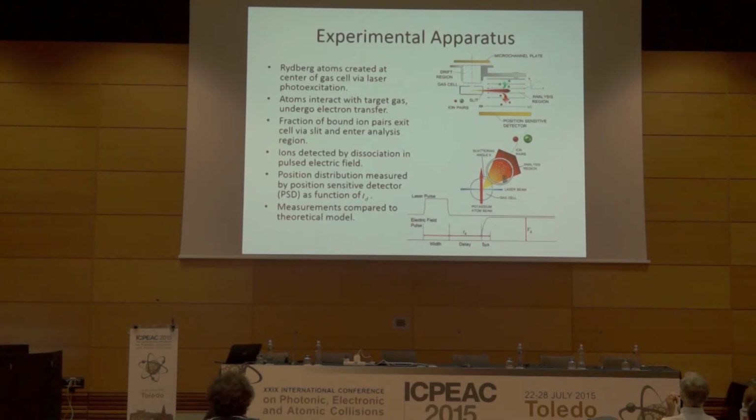fine mesh grids. After a predetermined delay time following the end of the laser pulse, a 5 kilovolt per centimeter electric field is applied across these grids, which can dissociate the ion pairs and propel the positive potassium ions down to a position-sensitive detector where they're collected. By repeating this experiment over many laser pulses, you can get a distribution of positions of these potassium ions and, by extension, a position distribution of the original bound ion pairs.